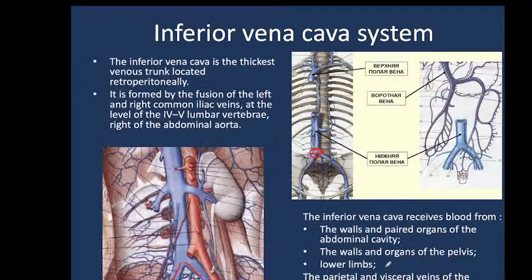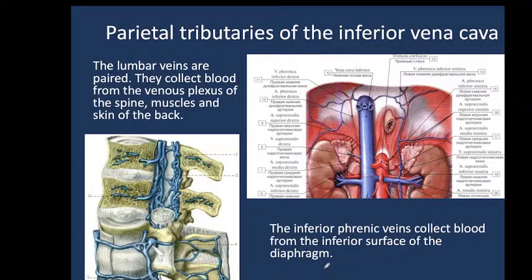We distinguish parietal and visceral veins as tributaries of the inferior vena cava. What does it mean? Parietal veins come from the walls of the abdominal cavity, but visceral veins come from the internal organs inside of the abdominal cavity.